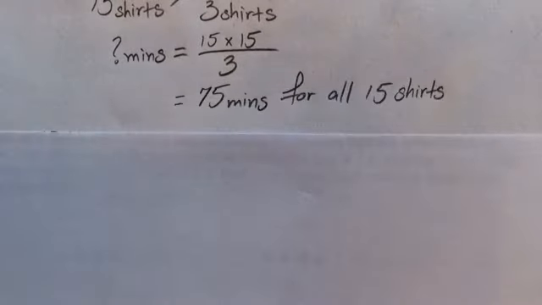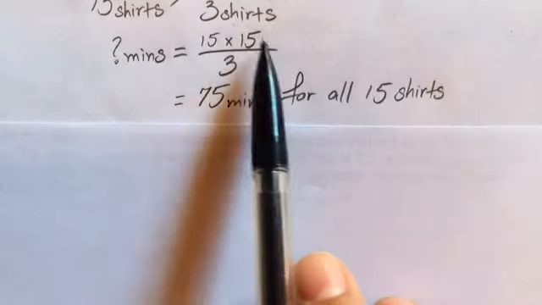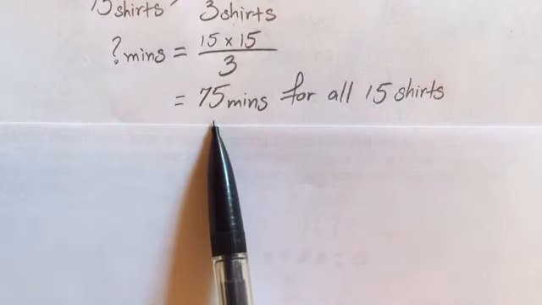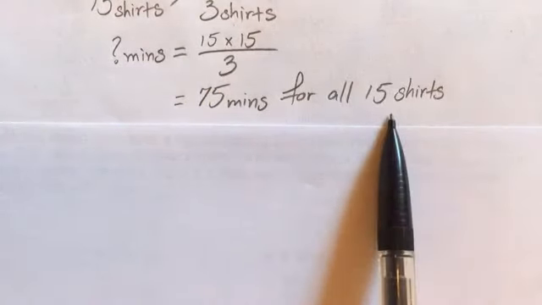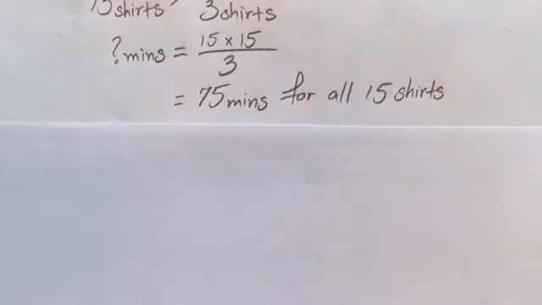Here we go. Let's do the math. 15 times 15 divided by 3 is 75. 75 minutes for all 15 shirts.